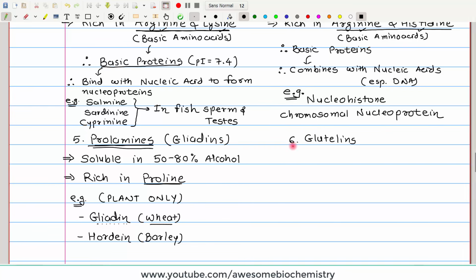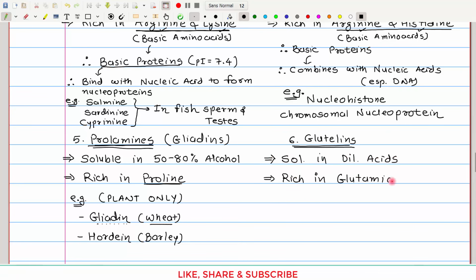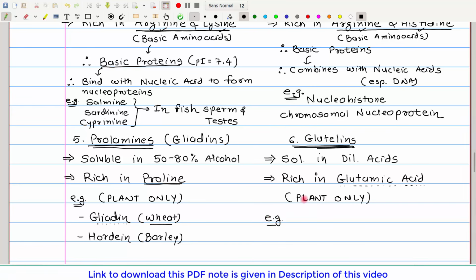And the last subgroup is the glutelins. These glutelins are soluble in dilute acid, and they are rich in glutamic acid. And here also, this word glutelins is derived from glutamic acid. Why? Because they are rich in glutamic acid, so the word glutelins is used. Here again, this is also a plant-only source. So examples are oryzenin, which is found in rice, and glutenin, which is found in wheat. So these are all the examples or all the subgroups of globular protein.